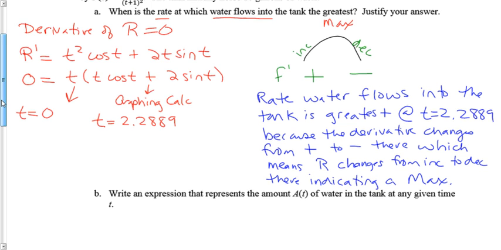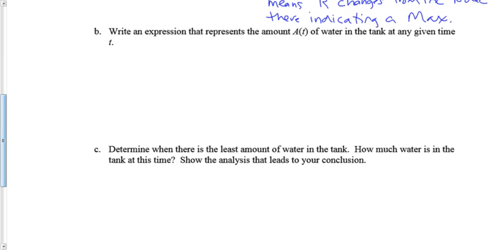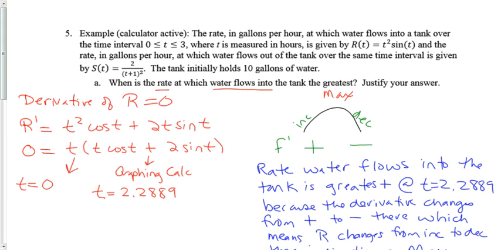Moving on to part B. Write an expression that represents the amount of water in the tank. Okay, so let me go back to the question. Sorry to scroll back up. We want to know how much water is in the tank. R is the amount of water going into the tank. Then we have this other thing, S, which is the amount of water flowing out of the tank. And again, those are rates.